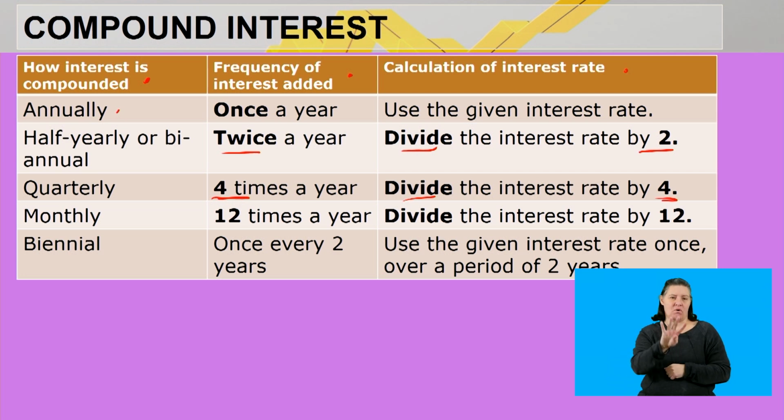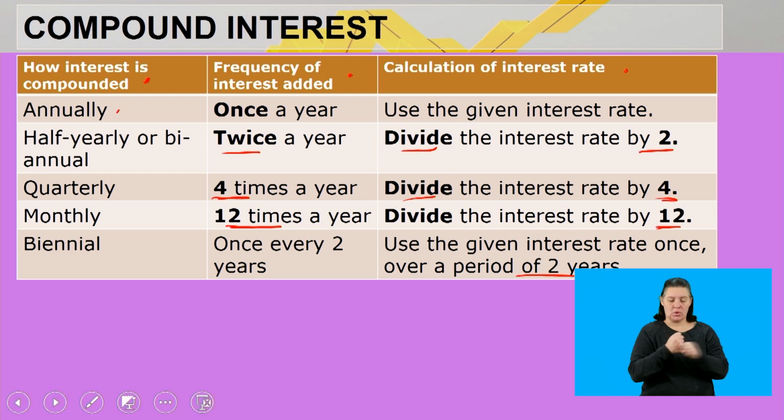Then we also have monthly. In this case, the frequency of interest added will be 12 times a year, so we'll divide the interest rate by 12. And then lastly, we have biennial, which is once every 2 years. Use the given interest rate once over a period of 2 years.